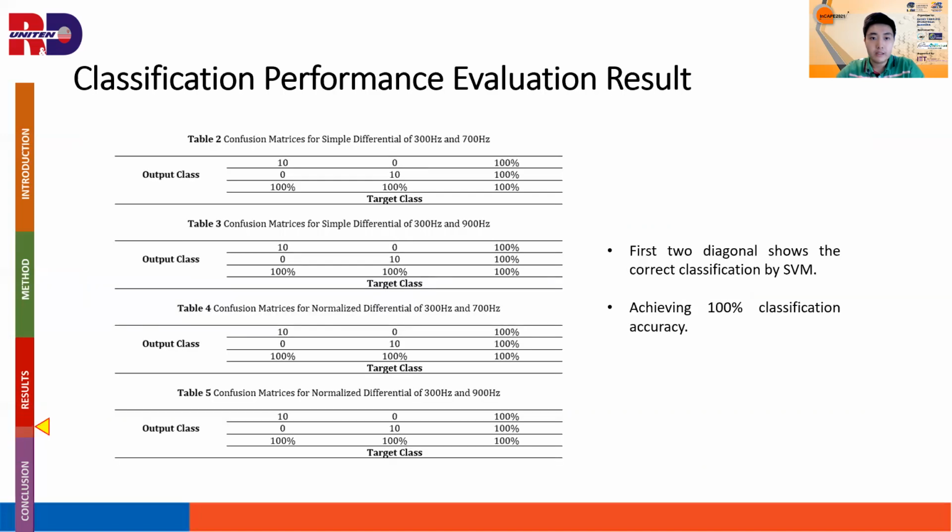For the classification performance evaluation result, tables 2, 3, 4, and 5 show the confusion matrix score that represents the accuracy of the classification performance. From the results, it is observed that the first 2 diagonals show the correct classification by SVM, with all 10 feature points successfully classified according to their class and none wrongly classified. This is true since figure 4 shows that every feature point lies within its respective region.